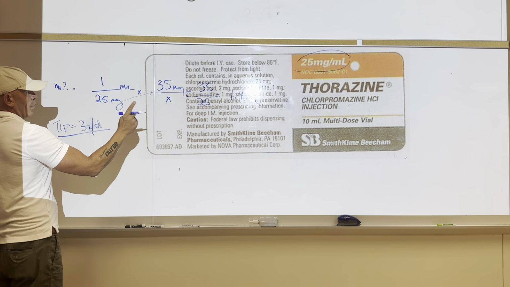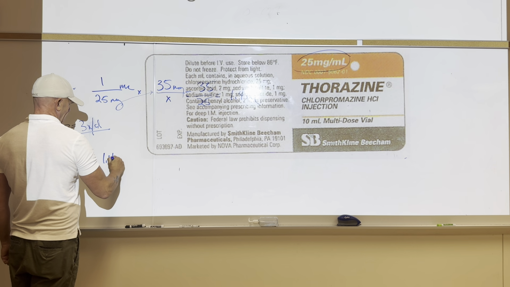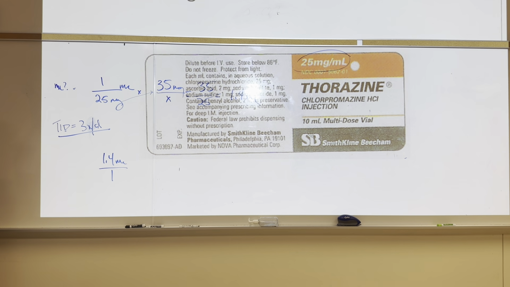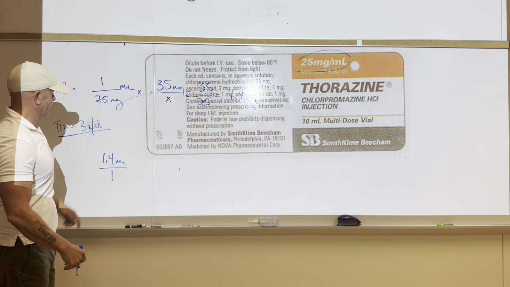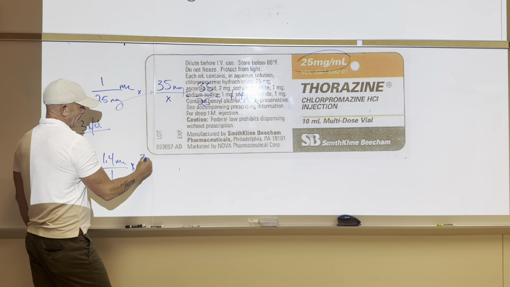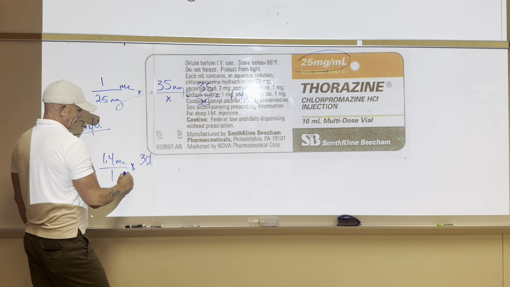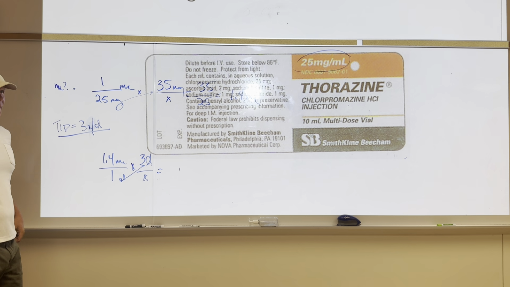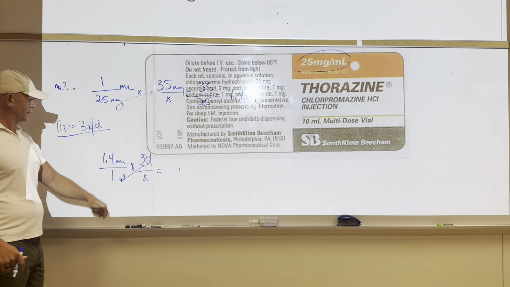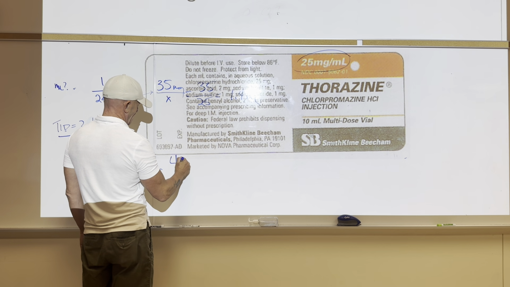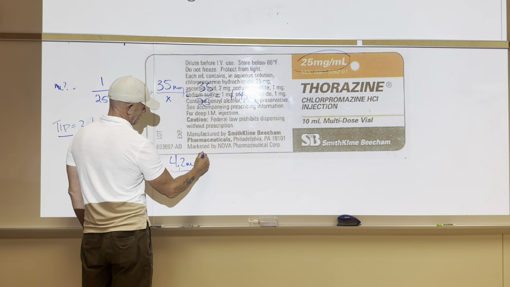So, we have 1.4 mLs per 1 dose, correct? Because we know 1.4 mLs is 1 dose right there. They're asking for 3 doses, because we know TID is 3. Remember, we bring doses up, over X. So what's your total dosage for the day? 1.4 times 3 is 4.2 mLs per day.